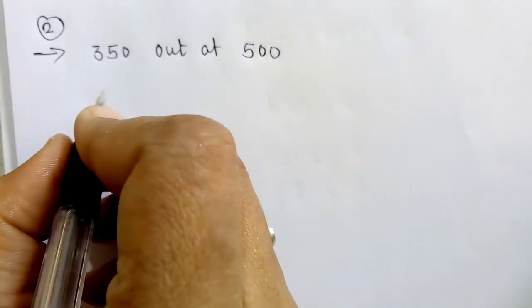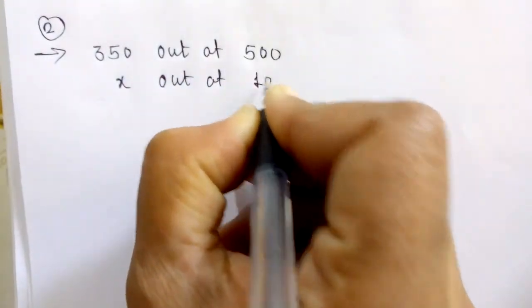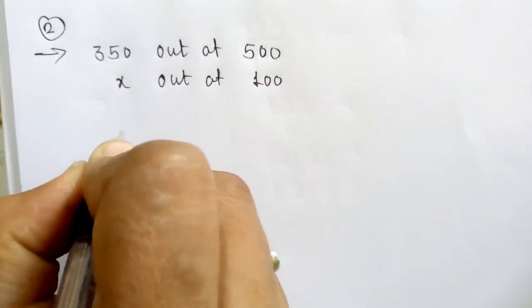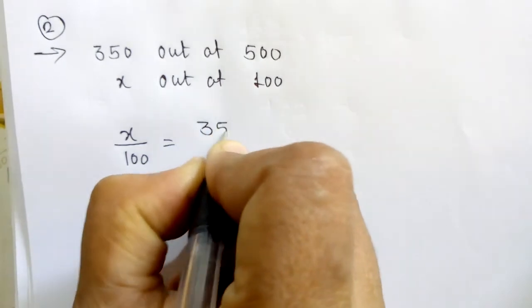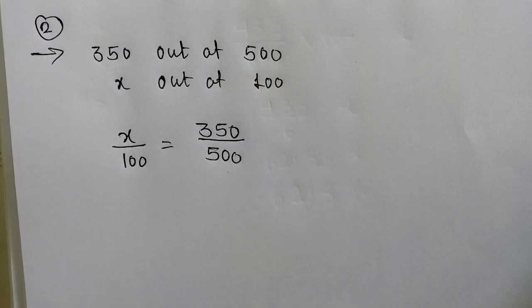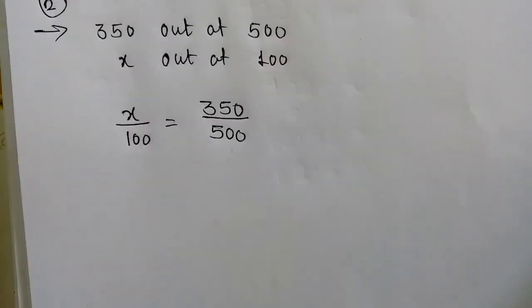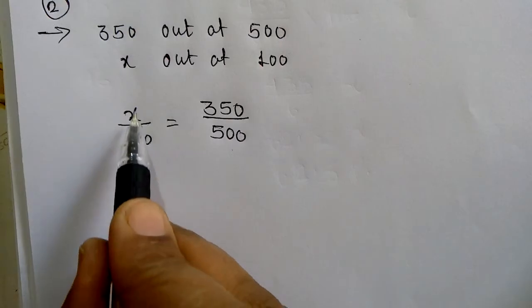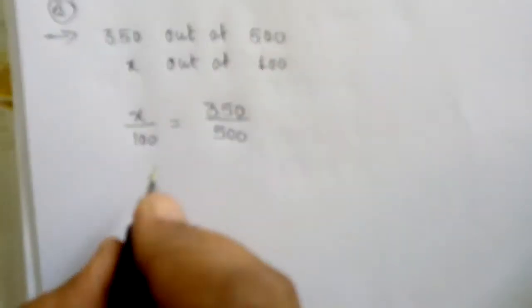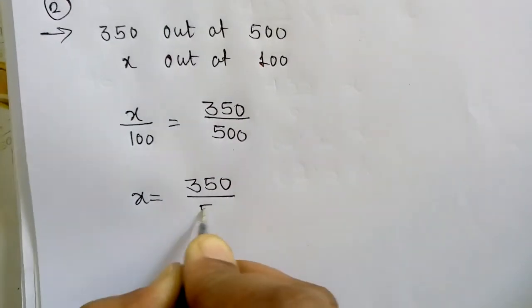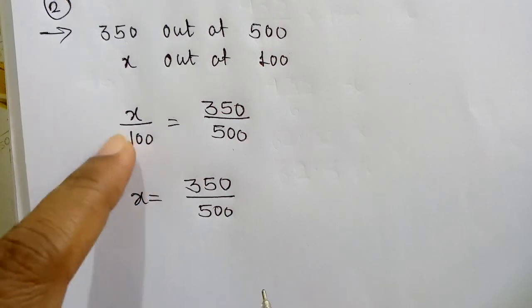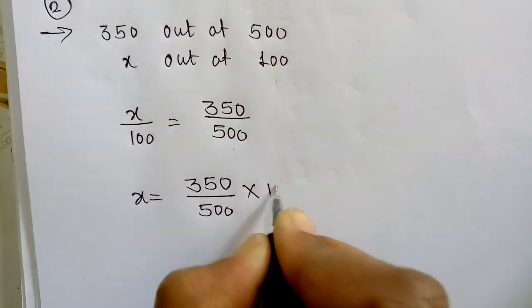So for finding percentage, we will consider x out of 100. So how to write it? X out of 100, how to write? X upon 100. And 350 out of 500, so we have to write 350 upon 500. So we have to find the value of x. To get the value of x, only x should be on the left side. So we will take 100 to this side. So how will it be? x is equal to 350 upon 500. Now on this side, this 100 is divided. When we take it to this side, it will be multiplied.